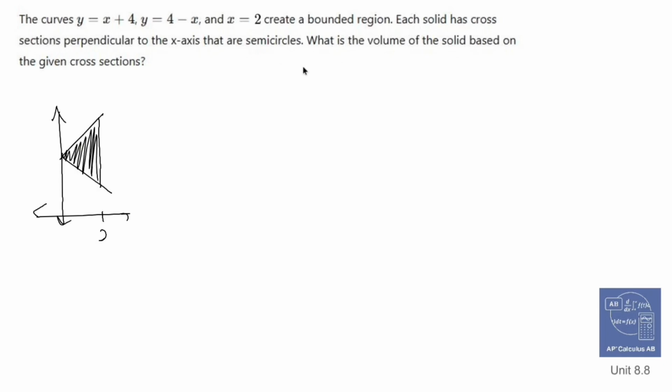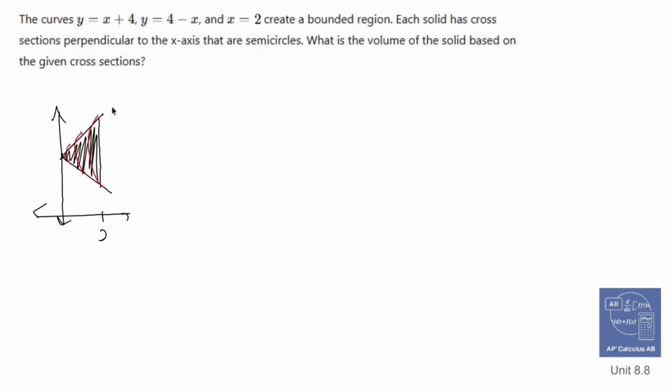Each solid has cross sections perpendicular to the x-axis that are semicircles. So semicircles, half circles. Looks like that. What is the volume of the solid based on the cross section? Essentially you are creating this weird semicircle, solid, triangular looking thing. I can't really explain it. But what we need to do is find the diameter of each of these semicircles.